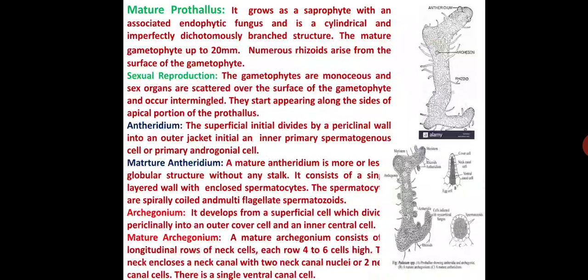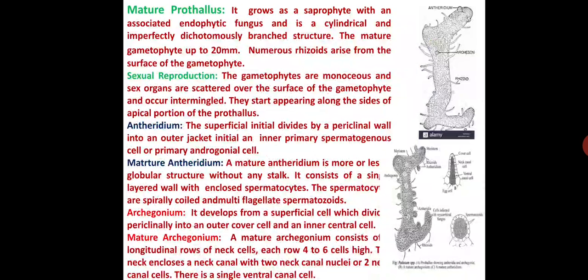First we discuss the antheridium. The superficial initial divides by a periclinal wall into an outer jacket initial and an inner primary spermatogenous cell, the primary androgonial cell.